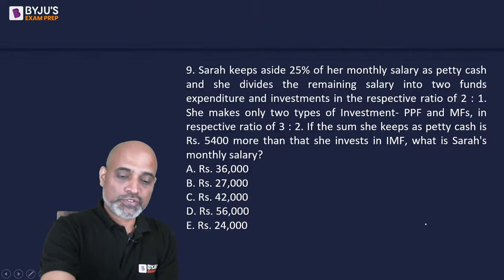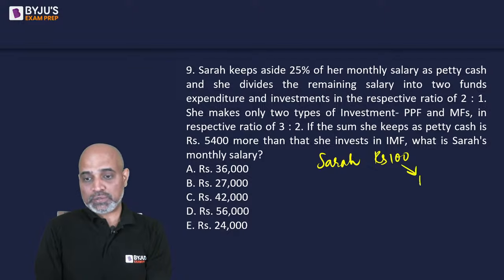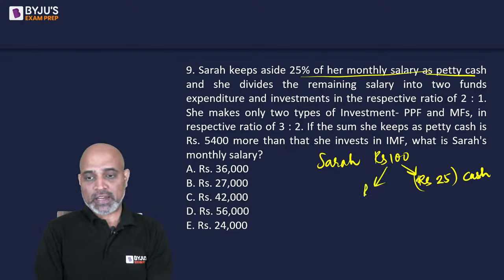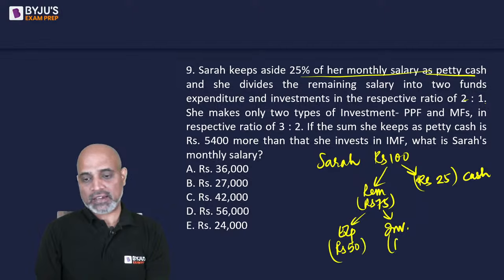Yep, back to the previous question, Vivek. I assume Sarah's salary to be rupees 100. Out of these 100 rupees, she keeps 25 rupees as cash. It is given. And then the remaining money is rupees 75. She divides into 2 parts. One is expenditure and another is investment. Expenditure and investment, they are in the ratio 2:1. That means you need to divide 75 in the ratio 2:1. This will end up in 50 and 25.